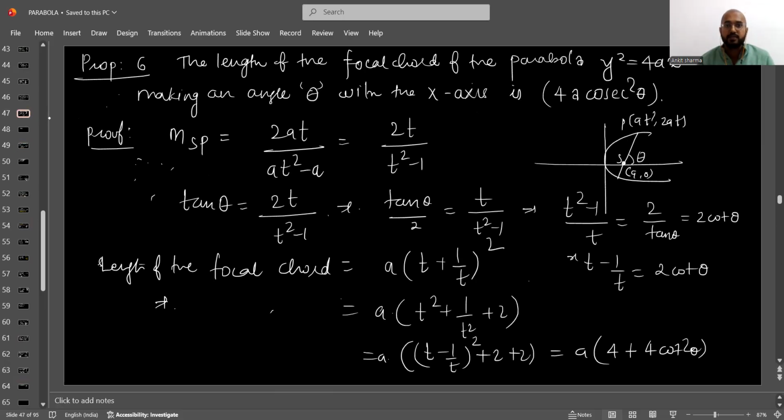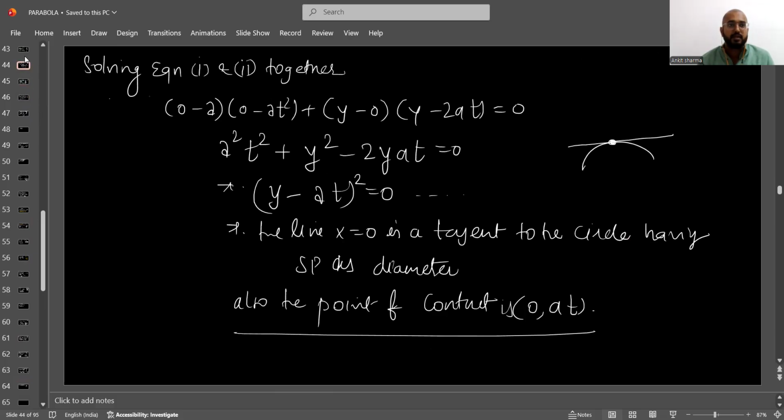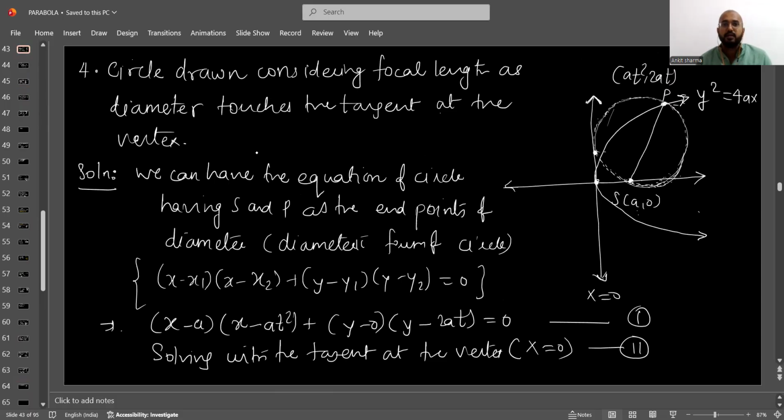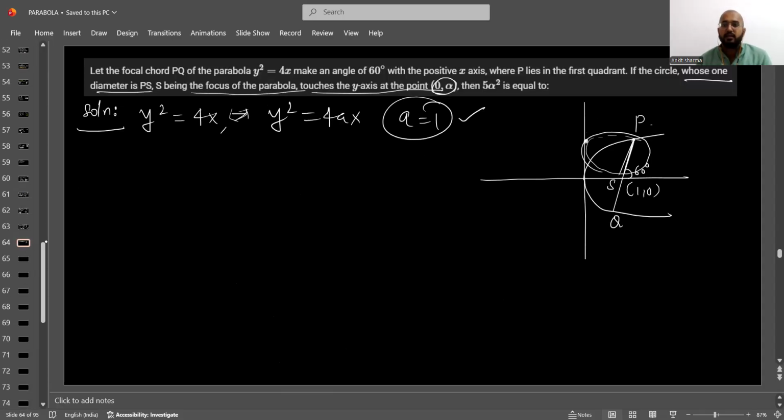You can see here for the reference. It was already proved in this one. So circle drawn considering focal length as diameter touches the tangent at the vertex. And we know the point of contact as well. So point of contact is (0, 8a) now. So I can simply use this here, that this point is (0, 8a).